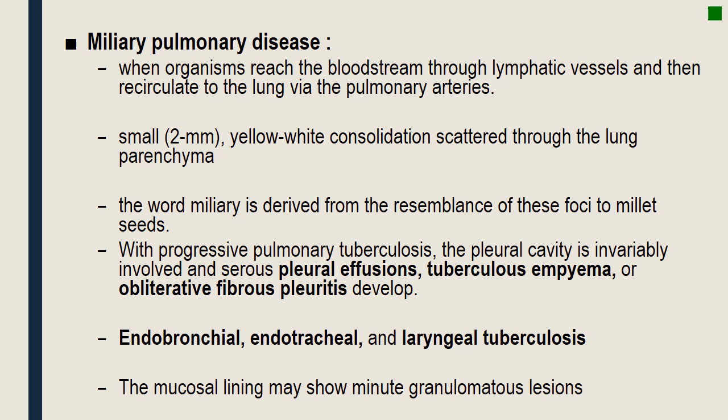With a progressive pulmonary tuberculosis, the pleural cavity is invariably involved and shows pleural effusions, tuberculous empyema, or obliterative fibrous pleuritis. Endobronchial, endotracheal, and laryngeal tuberculosis may develop when the infective material is spread either through the lymphatic channels or from the expectorated infectious material. The mucosal lining may show minute granulomatous lesions that can be seen only sometimes under the microscope.